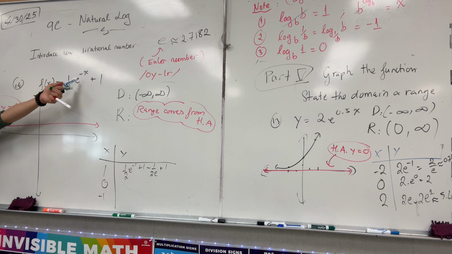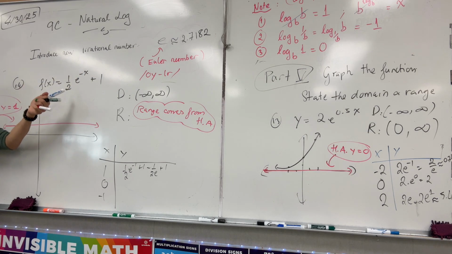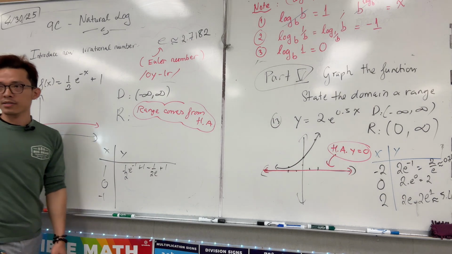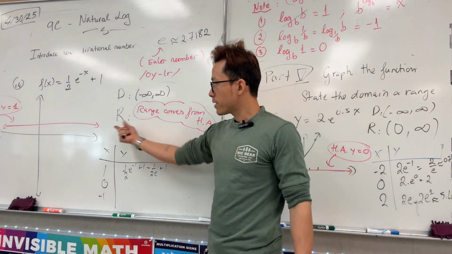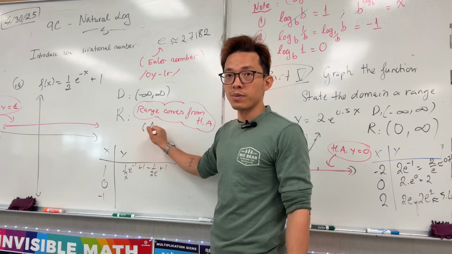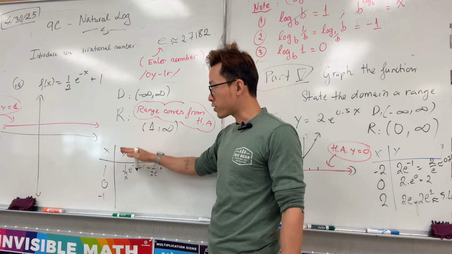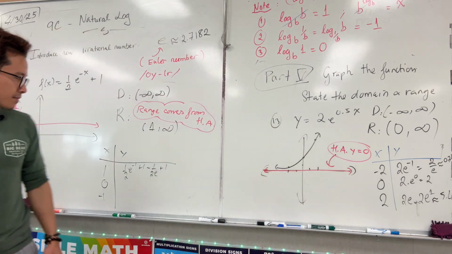E to whatever power is still positive. Keep that in mind, okay, because e is a positive number. So if you take any power of e, you still get a positive number. They're always positive. In fact, they're always larger than 1. Right? So how do you answer the range? Anyone? How did I answer the range over here? They're always above the HA. So it starts from 0 to infinity. Now, this one you go from 1 to infinity. Also parenthesis because we don't touch the HA. Make sense? Okay, now just calculate.